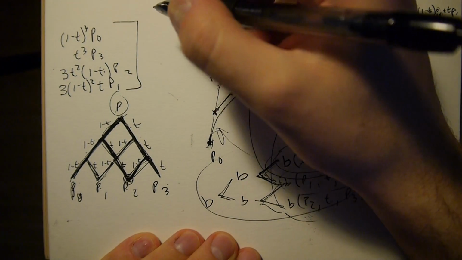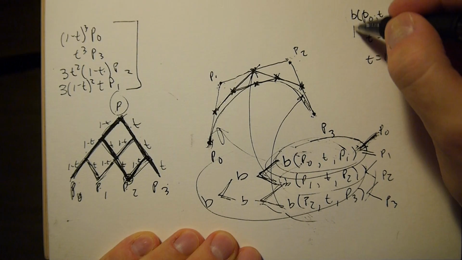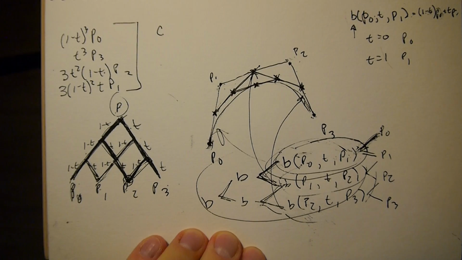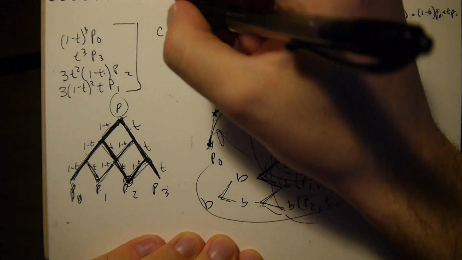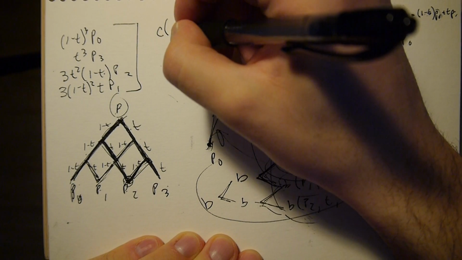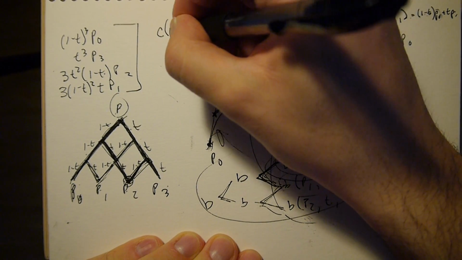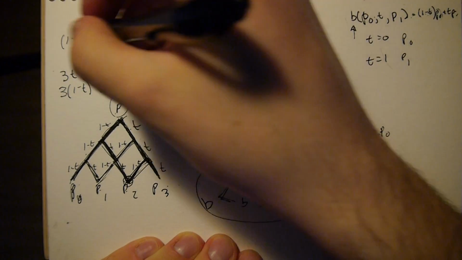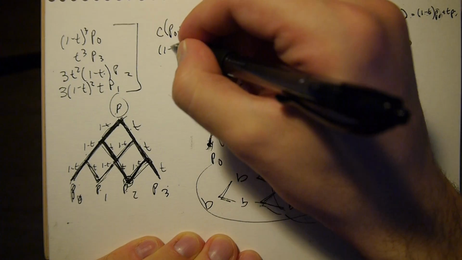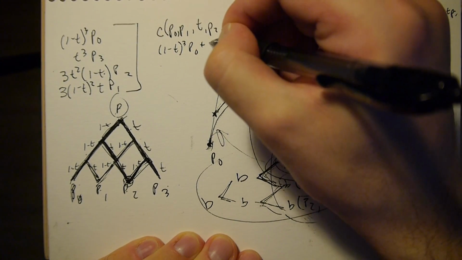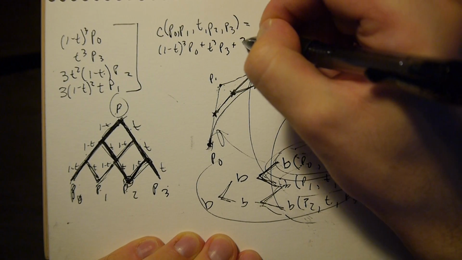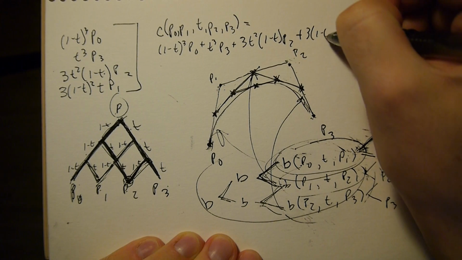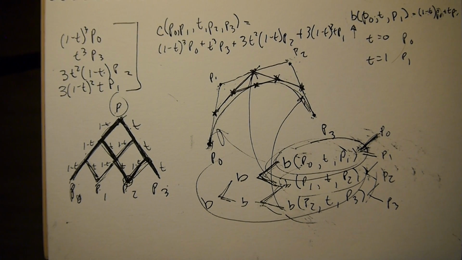So literally, if I want to make a Bezier, if I want to change this B, we'll call this, I'm going to call it C, because de Casteljau is the guy who, I think, invented this. I'm not actually sure. But if I want to make a C where I take my P0, P1, P2, P3, it's just the sum of these terms. That is just (1 minus t) cubed P0 plus t cubed P3 plus 3t squared (1 minus t) P2 plus 3(1 minus t) squared t P1. That's it. That's all we're talking about.